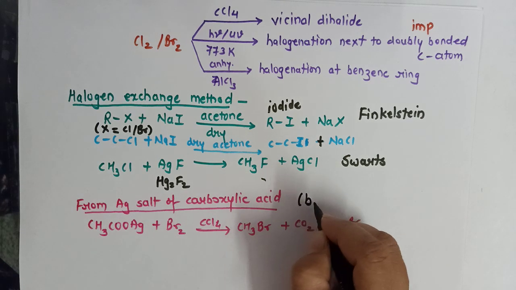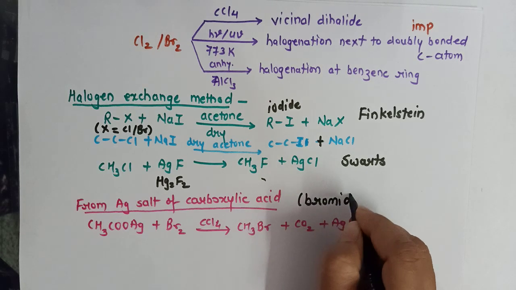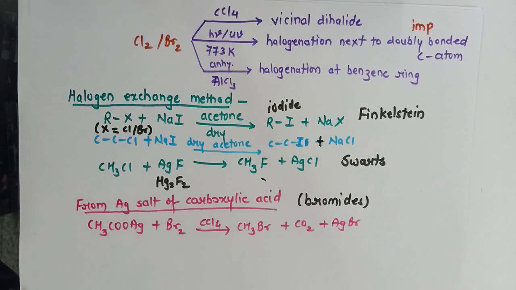This is specially used for bromides. Silver salt of carboxylic acid, when it is treated with bromine in presence of a non-polar solvent, we get a bromoalkane along with the byproducts CO2 and silver bromide.